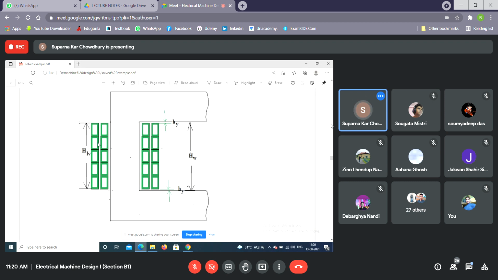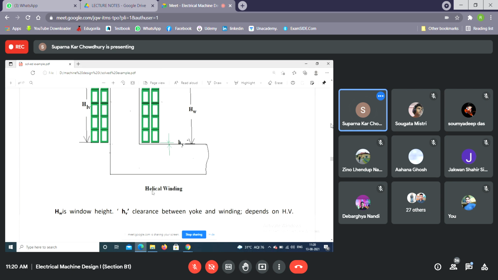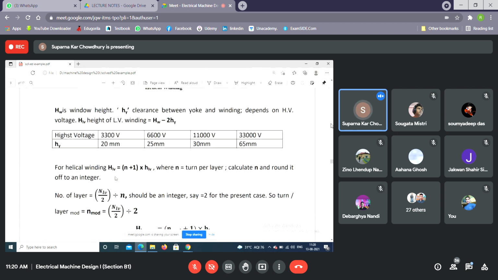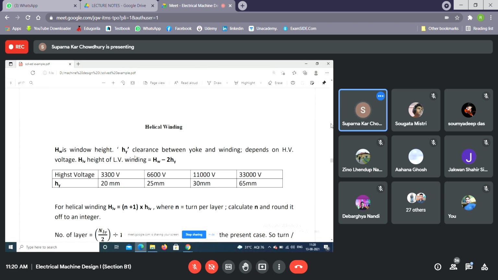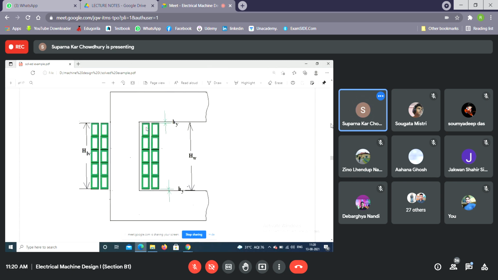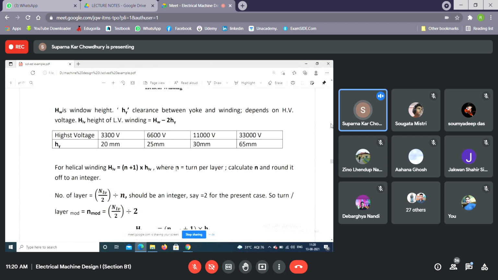So if there are n turns and there is one turn intentional twist, the height of the HV winding will be (n plus 1) into HLB. This HLB is the height of a single composite conductor, and n is the number of turns per layer. So in this equation, this n is unknown. n is the number of turns per layer, so we can calculate it. Now obviously this n should be an integer. We cannot have a fraction.